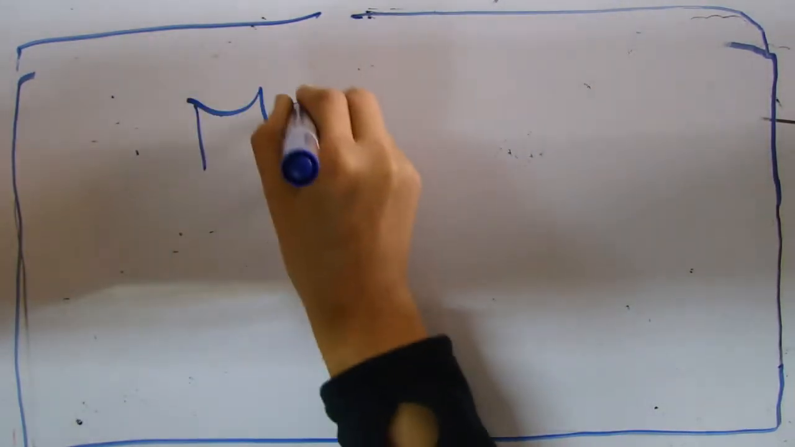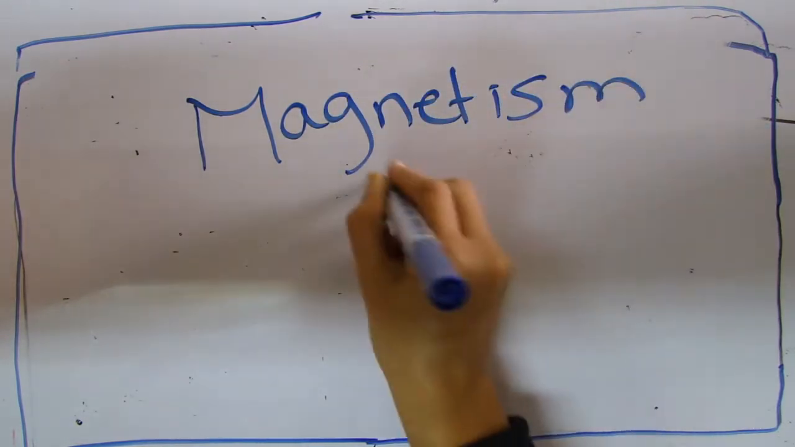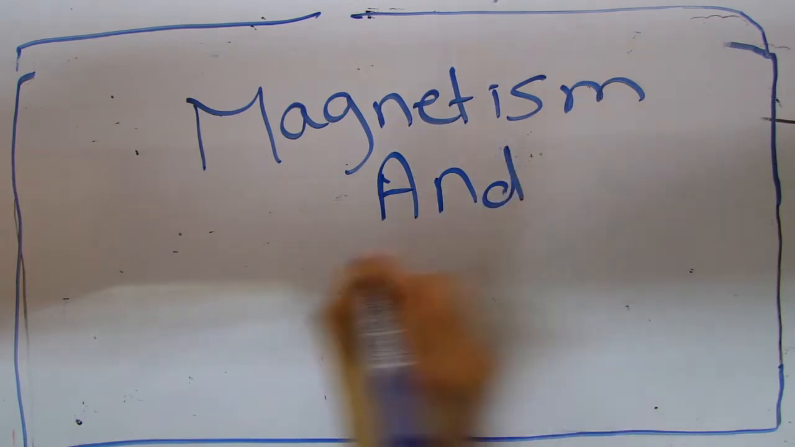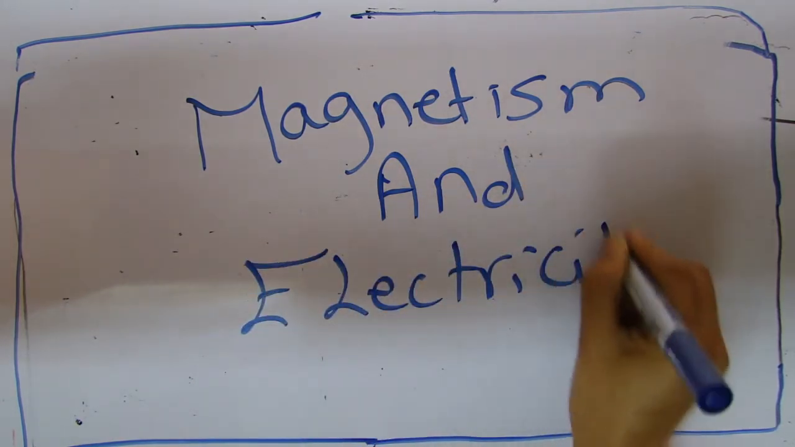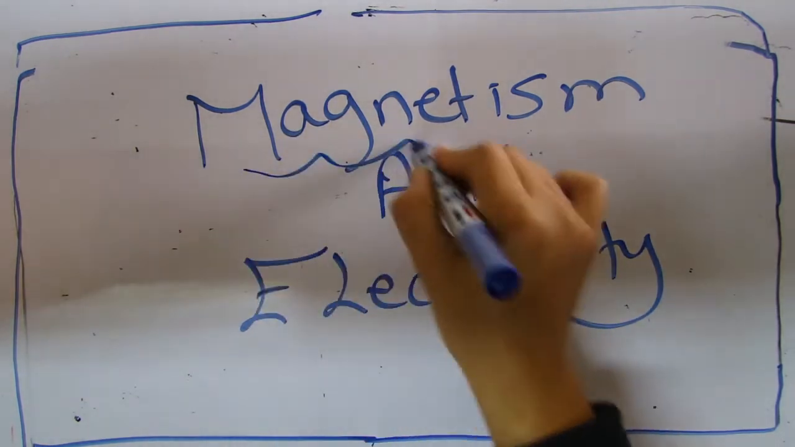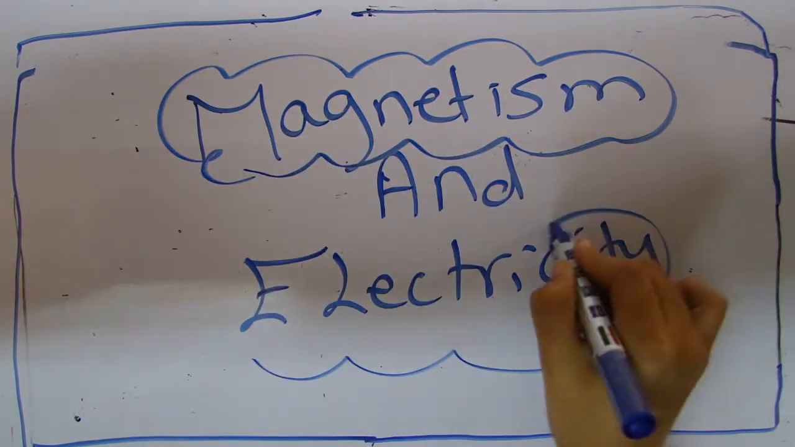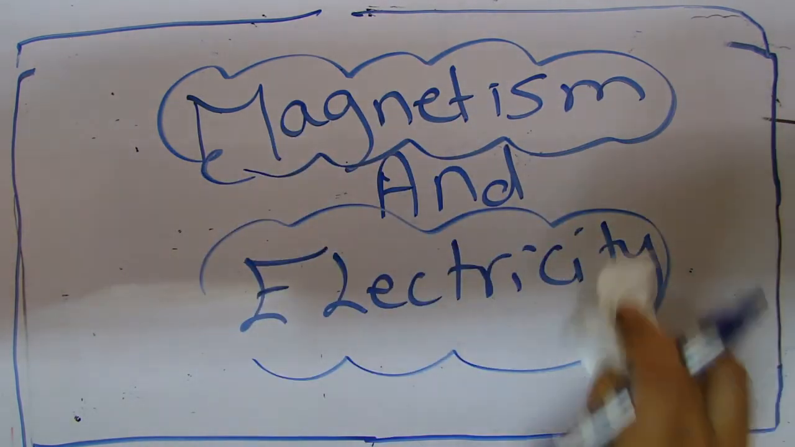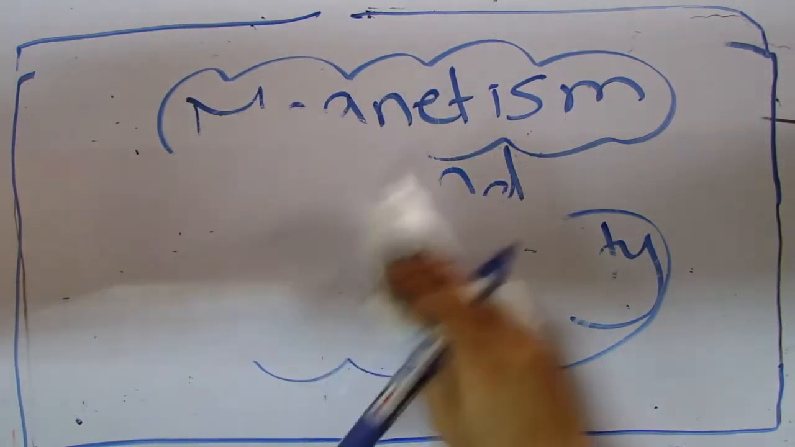Today we're going to talk about magnetism and electricity. There is a relation between magnetism and electricity. We know right now we're going to talk about the magnetic effect of the electric current and the electric effect of the magnet.